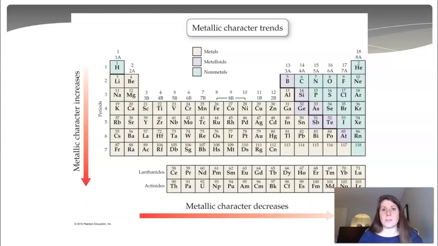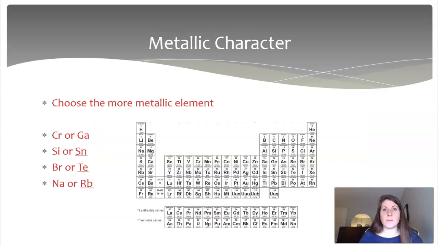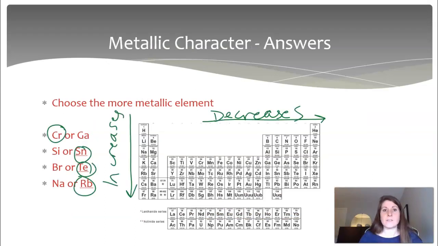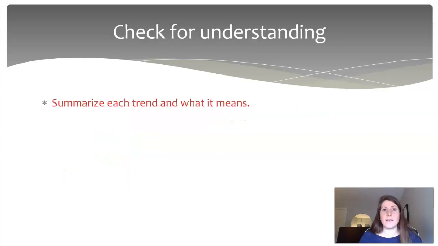This explains the general trends. You can go ahead and pause and practice. So here are your answers for that. And then finally, it might be a good idea just to summarize what each trend means and then why it occurs.